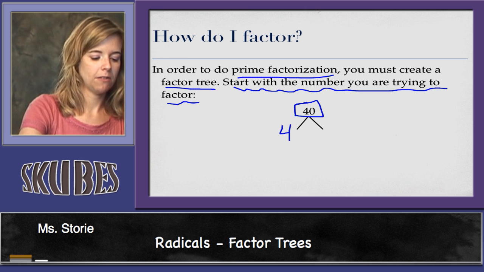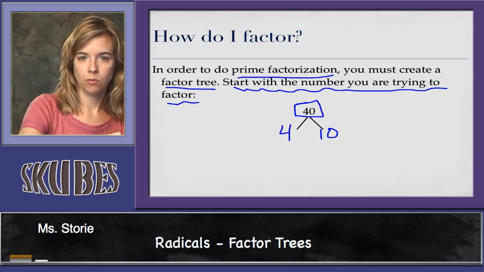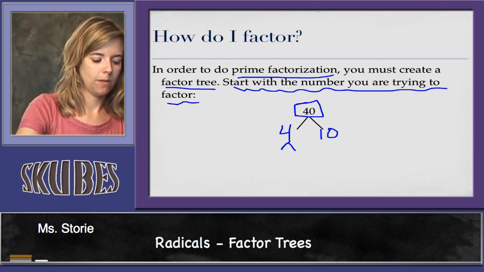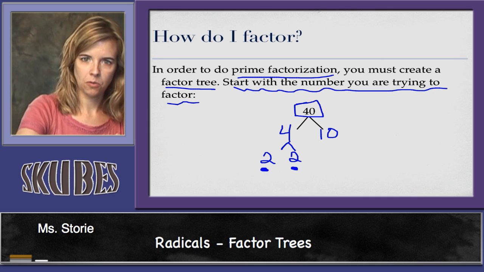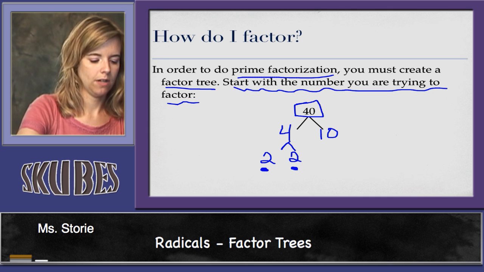So randomly, I'm going to take 4 and 10. You could have chosen different numbers if you wanted. 4 is not prime, so we have to break this down. And look, 2 is prime, and so is the other 2. I put little dots under the prime numbers so I can keep track of where they are in my tree.